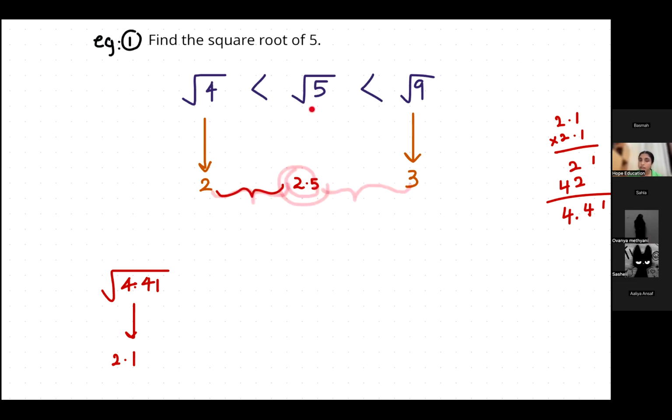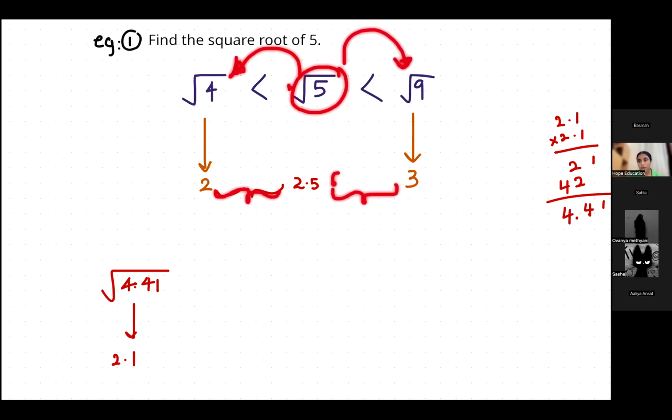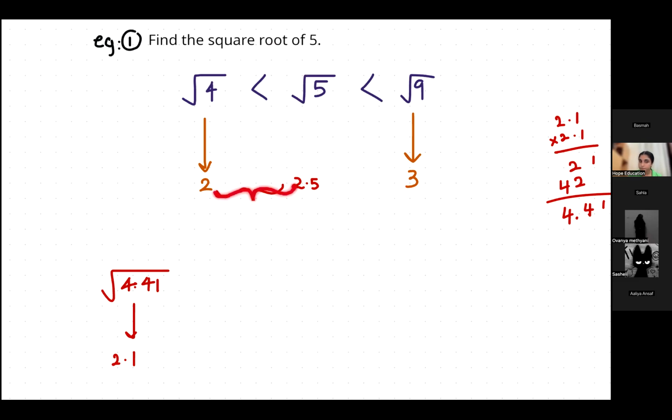So you know that 5 is closer to 4, because between 4 and 5 the gap is 1, but between 5 and 9 there is a gap of 4. So 5 is closer to 4. If 5 is closer to 4, the square root of 5 should be between 2 and 2.5. It can't be on the other side. If 5 was closer to 9, the square root of 5 could be there. But now 5 is closer to 4, therefore the square root of 5 should be between 2 and 2.5. Is that clear?